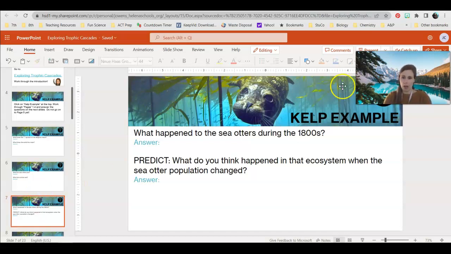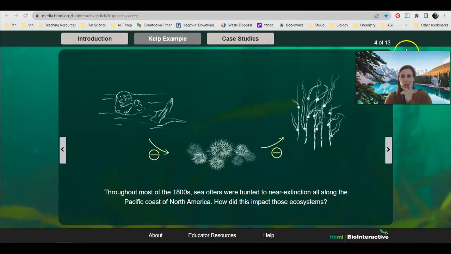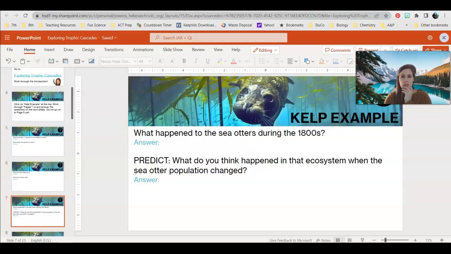Think about what happened to the sea otters in the 1800s. Knowing what you know about that little food web, of how organisms feed off other organisms for energy, how do you think that might affect the other two populations we're looking at, mainly the sea urchin and the kelp? Again, just work through slide 4 right now. Pause this video, finish up, and when you're ready, we'll move on to page 5 of our little simulation.